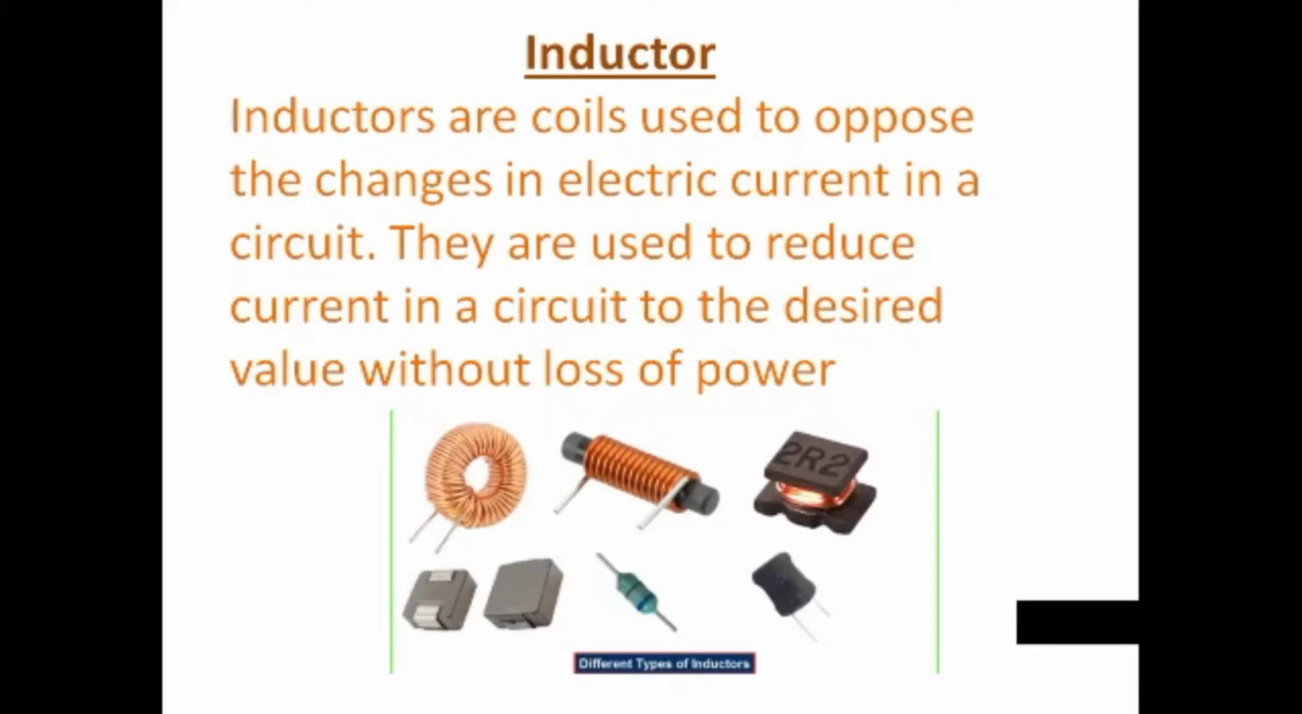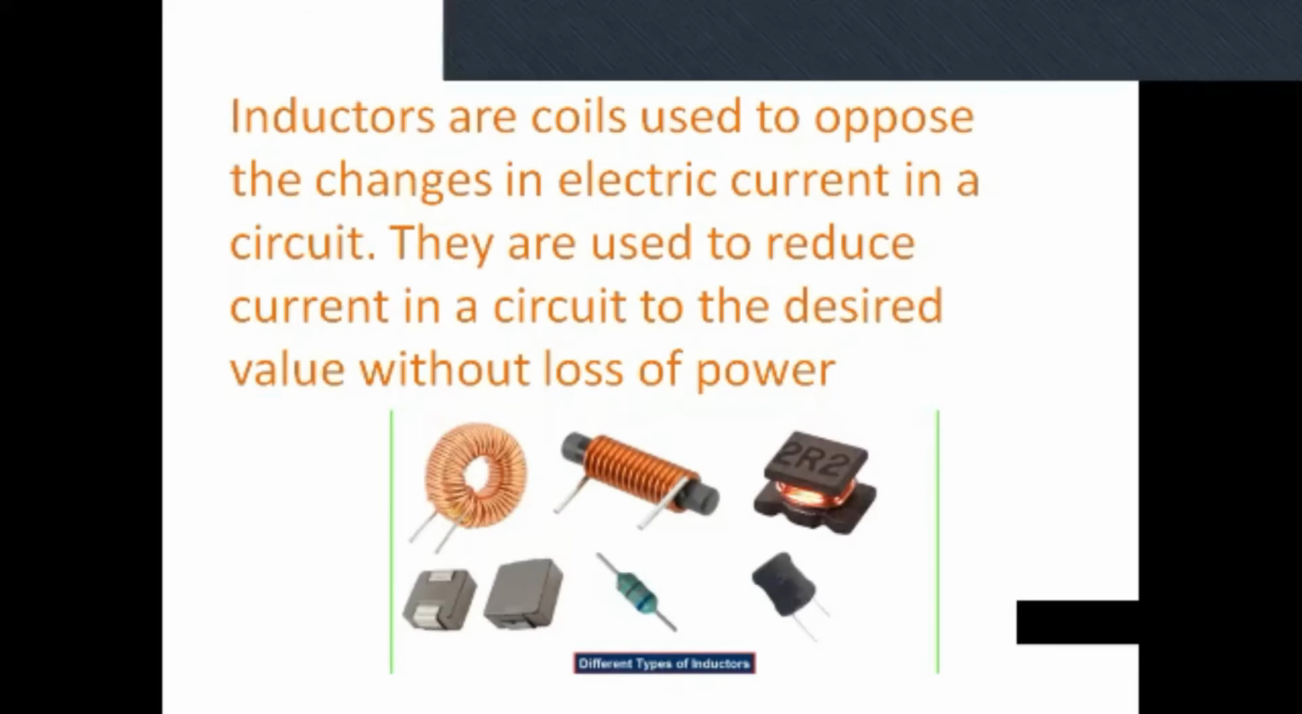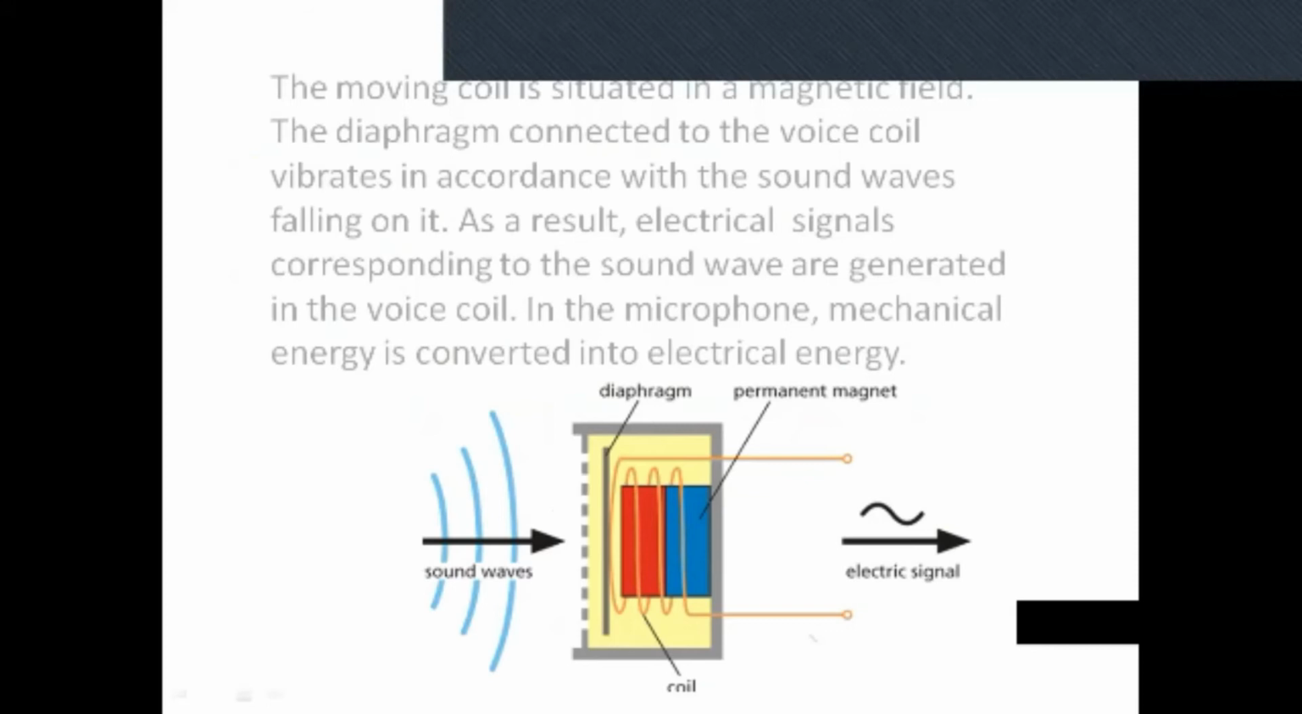So when we use these inductors, we want to reduce current, and that current reduction is not based on loss of power. This is the use of inductors, and inductors work on the basis of self-induction, while these two work on the basis of electromagnetic induction. And in the next slide, we have the moving coil microphone.